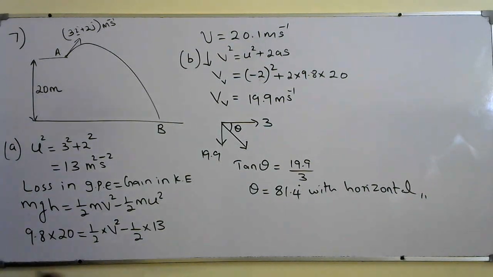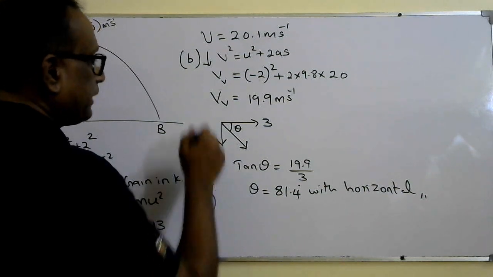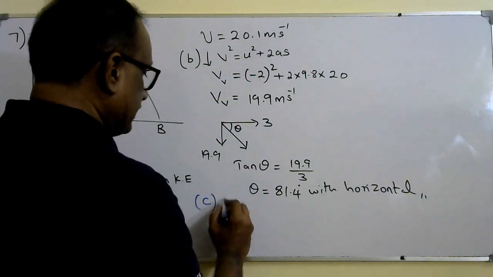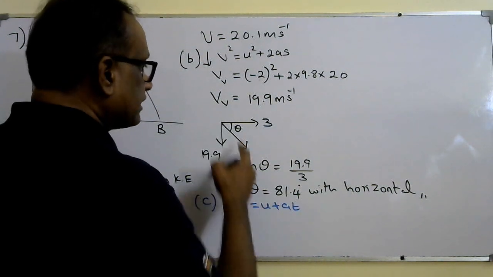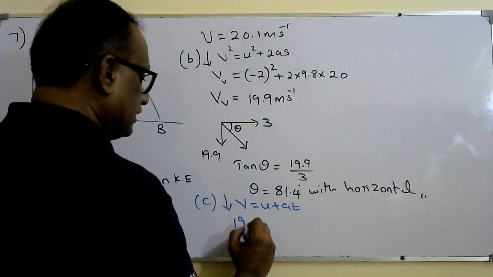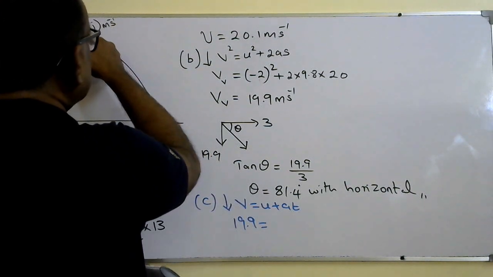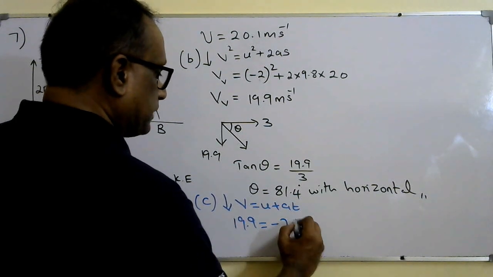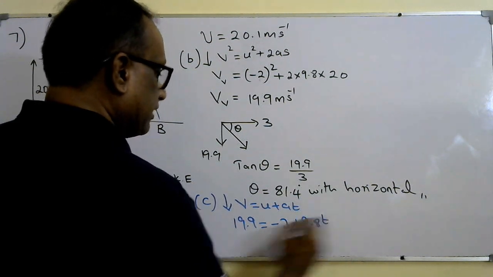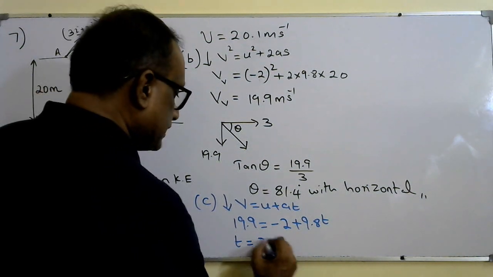Okay, C part. Find the time taken to reach the ground. We know the speed just before it hits the ground vertically, so use v equals u plus at vertically. The vertical component is 19.9 equals the initial vertical velocity, minus 2 since we are using downwards, plus 9.8t. Find the t, and you will get 2.23 seconds.